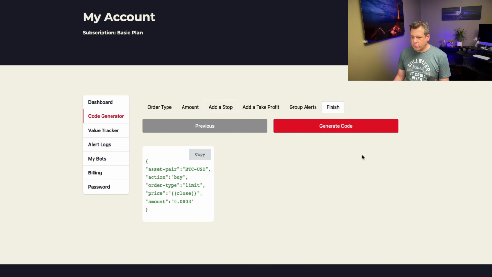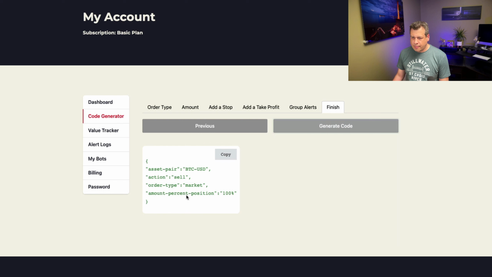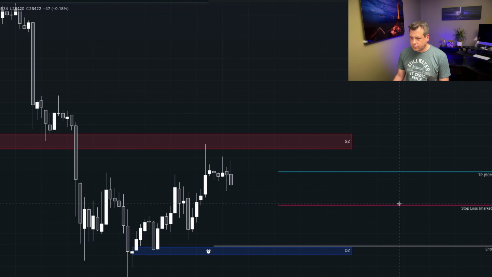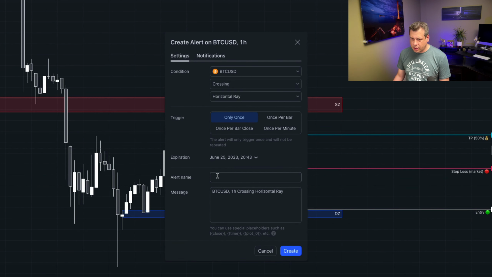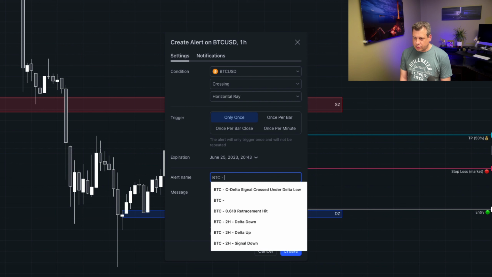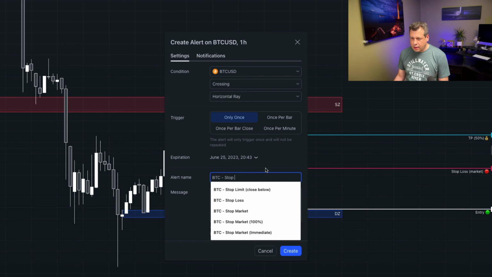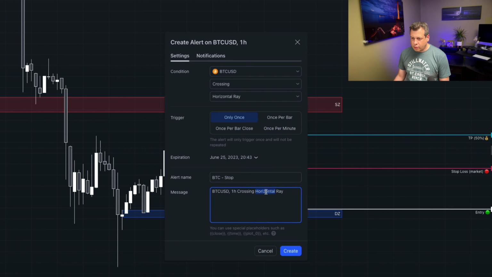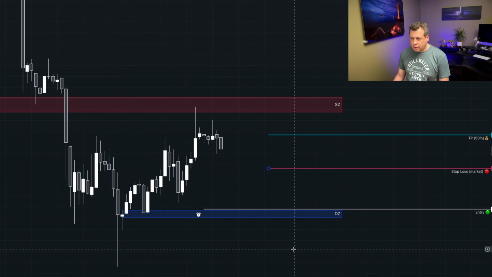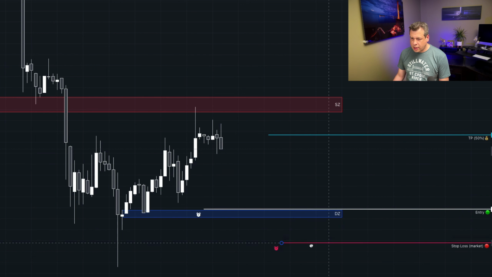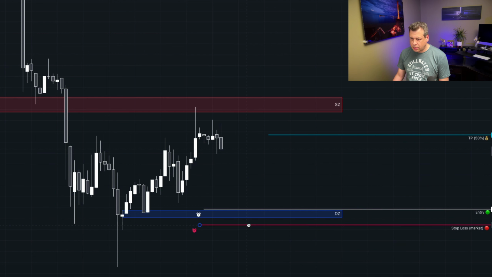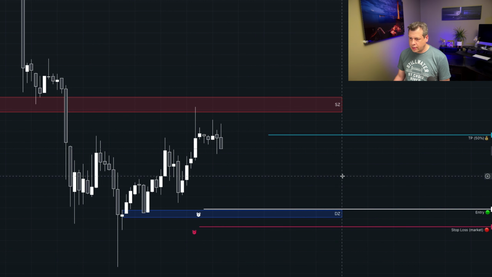So we'll go to the Finish tab, click Generate Code, and now it gave us a new code snippet that we can paste into our alert. So I'll go to Add an Alert on the stop loss line. We're going to name this BTC Stop, and we'll go ahead and paste that message in there, and that one is finished. So now we can drag that to the bottom of the demand zone, however you want to trade it.